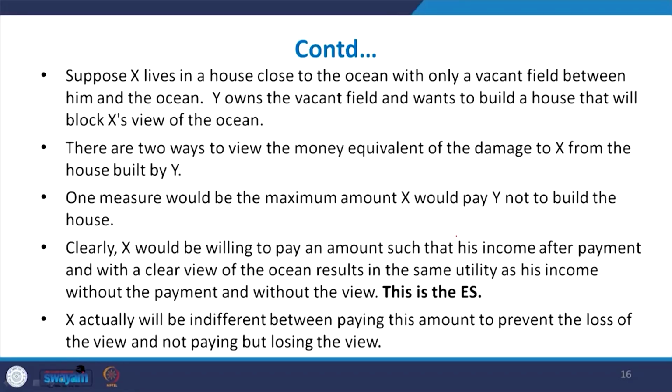Suppose a person X lives in a house close to the ocean with only a vacant field between him and the ocean, but that vacant field is owned by person Y, and now person Y wants to construct a house. So, if Y wants to construct a house on this vacant plot, then the sea viewing of X will be obstructed. So, obviously, the utility of person X will decline. So, how much is X willing to pay as compensation to Y not to construct the house?